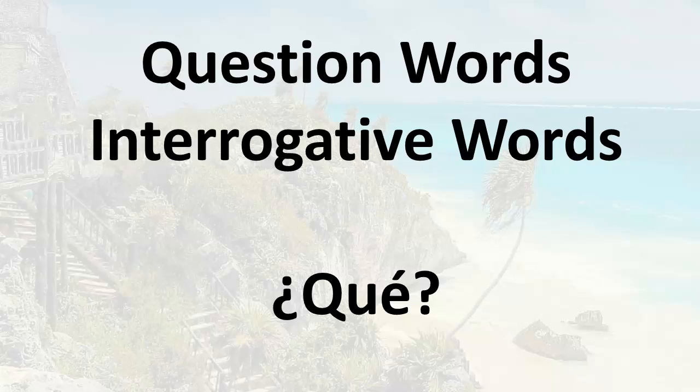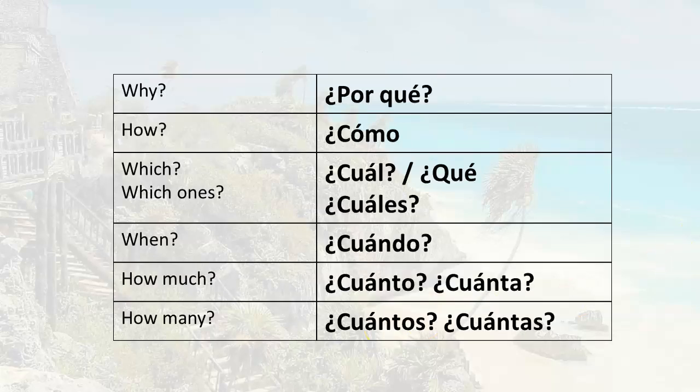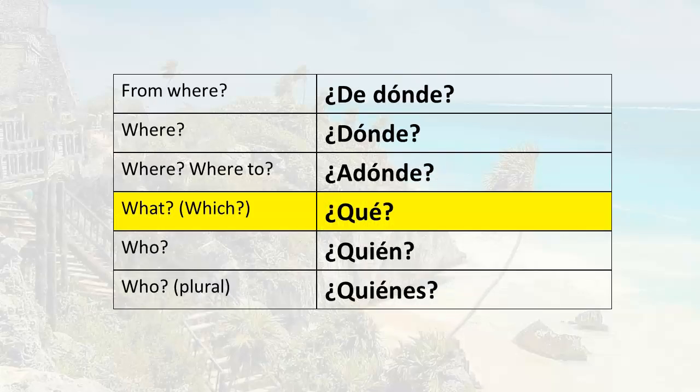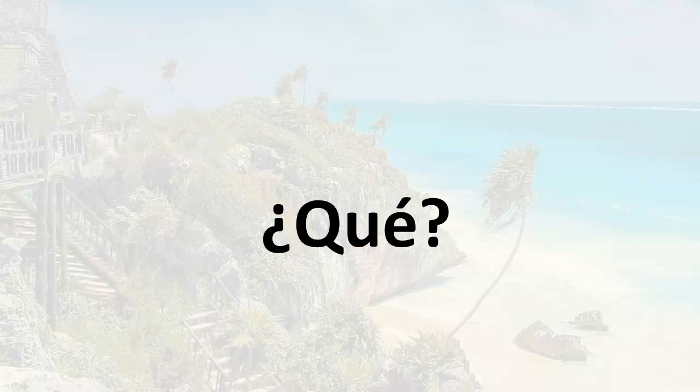They're also called interrogative words in Spanish. In this lesson we're going to specifically look at the question word qué. These are some of the question words that we've already covered in previous lessons, and we are here with qué. Now qué can mean what. Most of the time it means what, but there is a special case in which qué can mean which. So we're going to cover both of those. So qué means what or which.